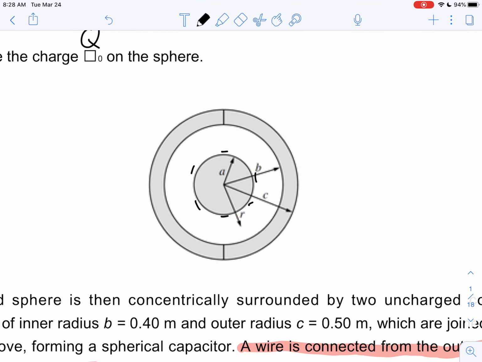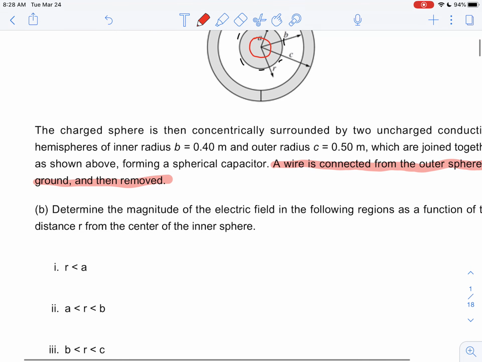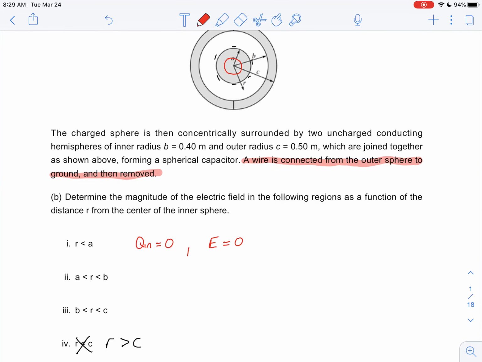If you were to apply Gauss's law, pick a Gaussian surface inside of the sphere, the amount of charge inside of that sphere is equal to 0 because all of it's on the surface. Therefore, the electric field is 0. And for conductors in electrostatic equilibrium, the electric field inside the conductor is always 0. If it's not 0, then that means that charge is still moving around, so that's not electrostatics anymore.